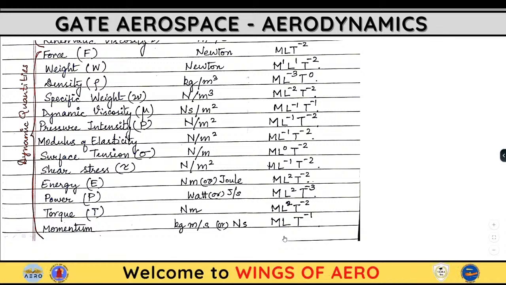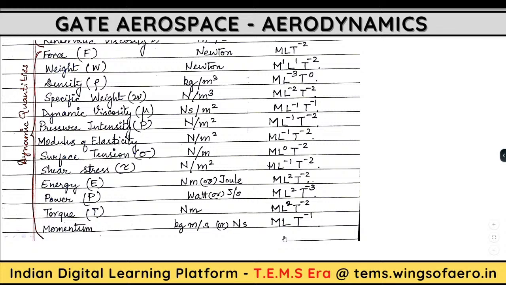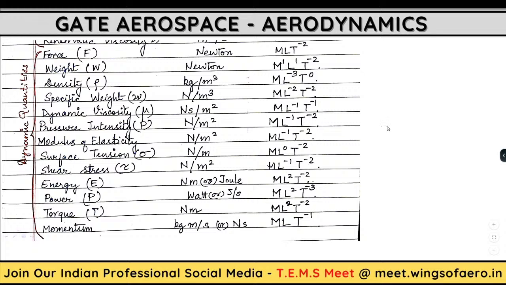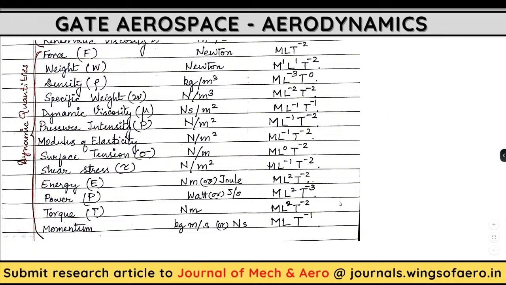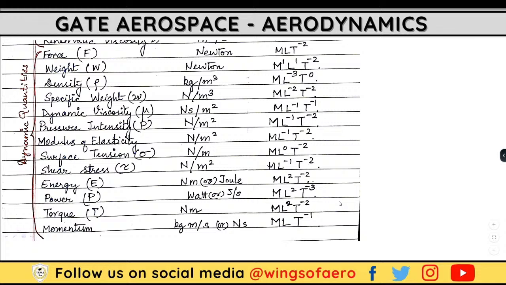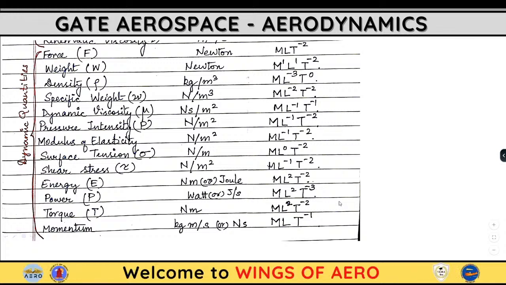So dimensions are of three types: geometric, kinematic, and dynamic. As I said, geometric is a word you can understand. It represents the geometrical properties. The second one is kinematic, based on the motion of the fluid or motion of something. The third one is dynamic, when we have force involved in that particular system.